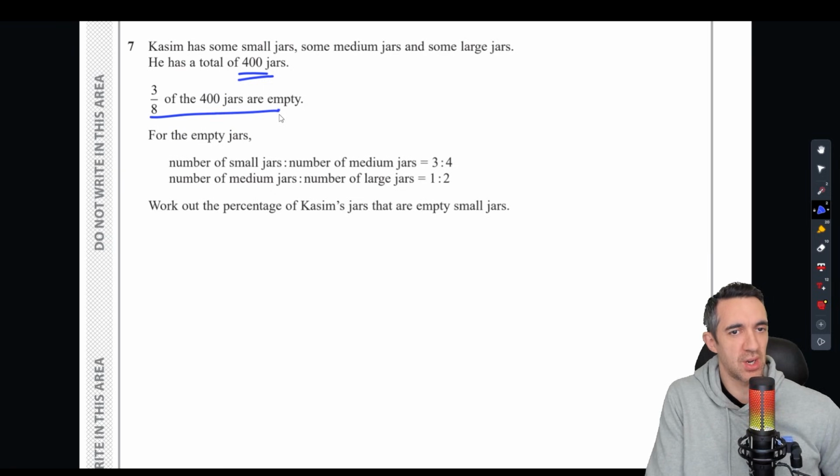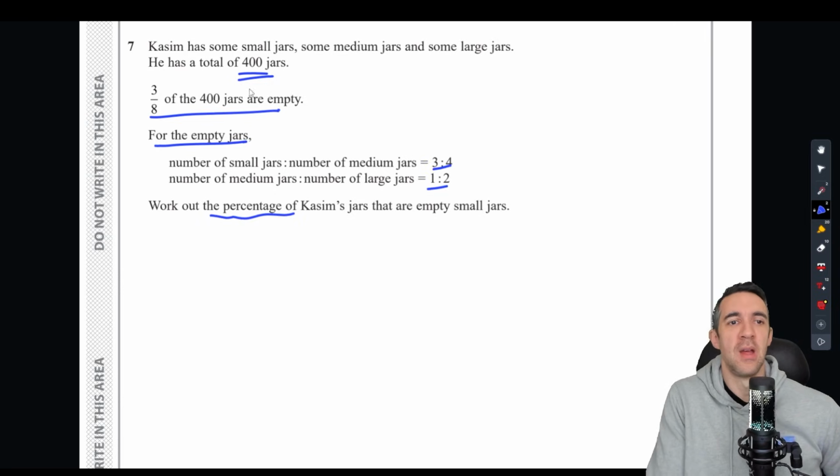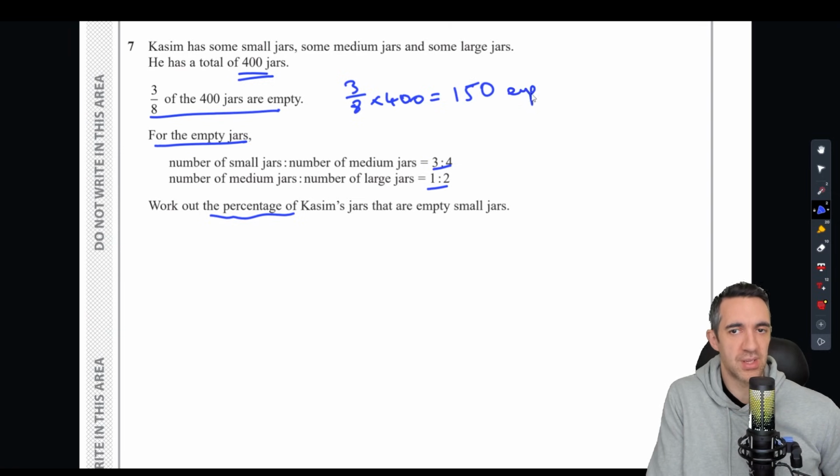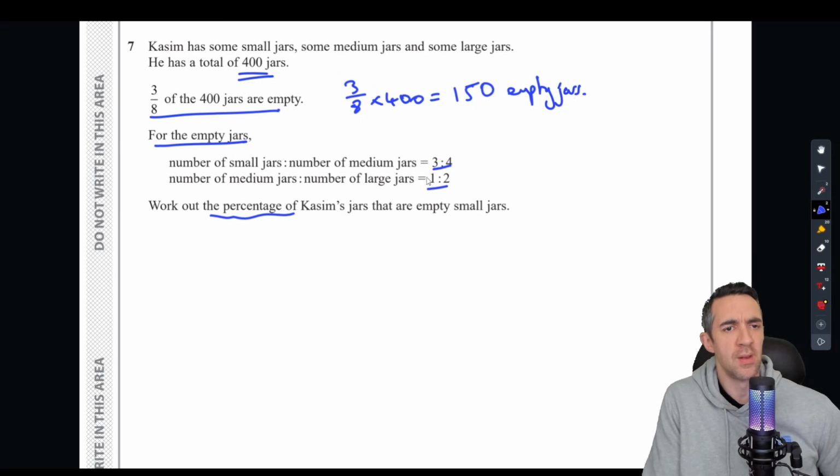3/8 of the 400 jars are empty, and then for the empty jars, we've got some ratios that we can then use, and then eventually we're going to turn it into a percentage. Wow, lots to do. So we want 3/8 of 400. It's pretty clear, I think, to get our empty jars. So 400 divided by 8 is 50 times by 3. You get 150 empty jars. Fine, that's definitely going to be a mark, isn't it?